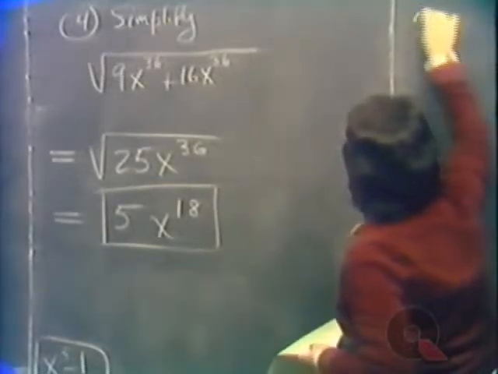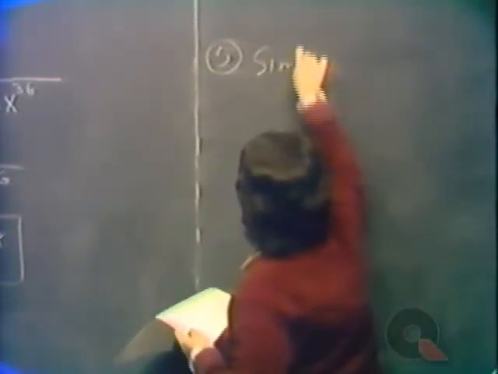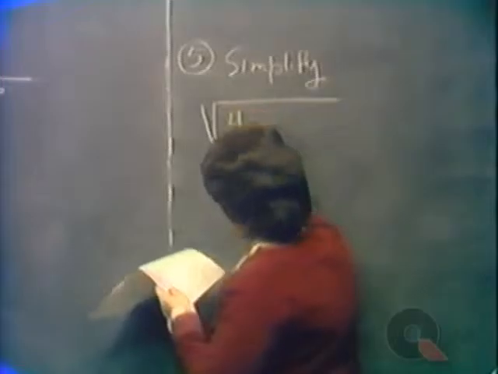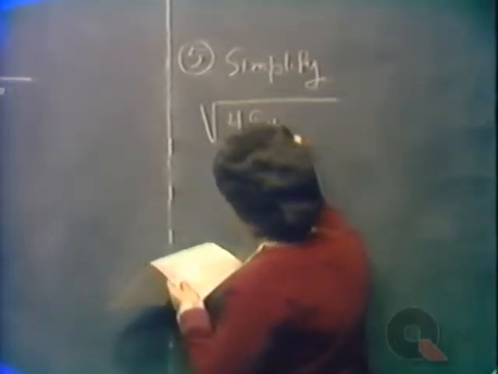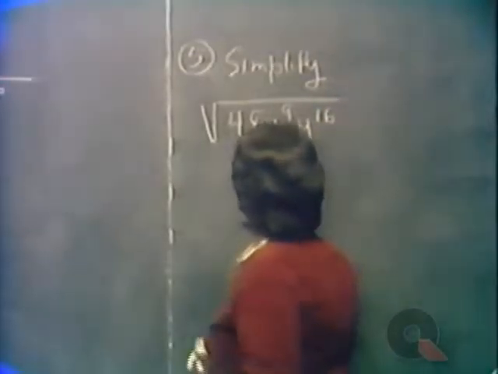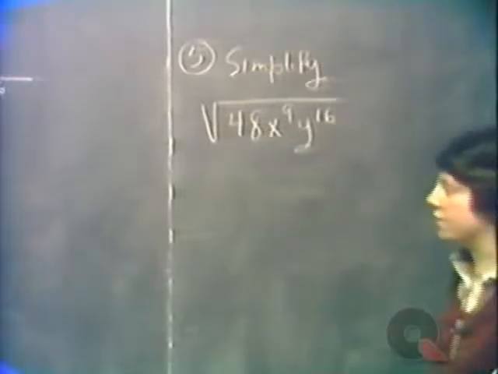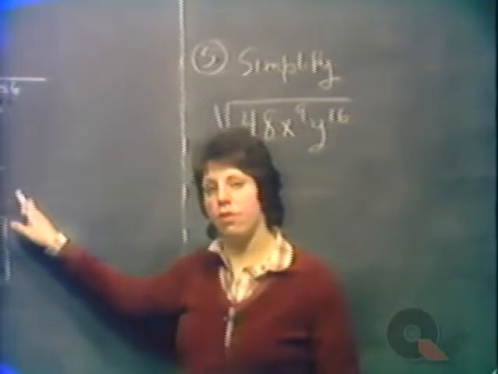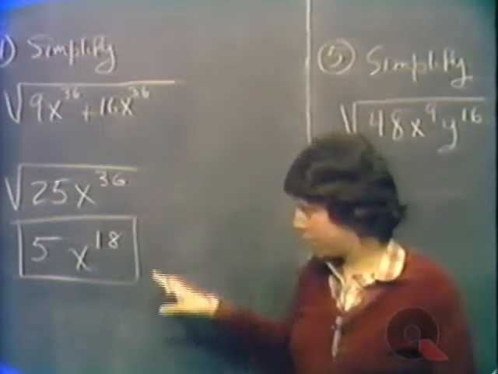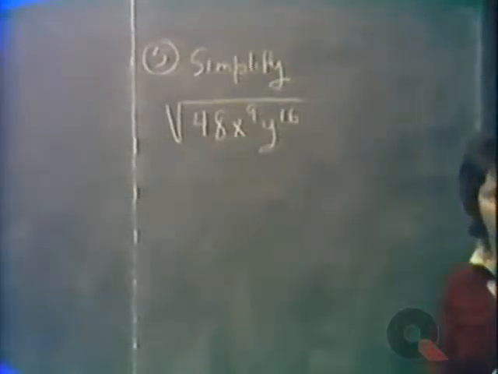Okay, in our next example, we would like to simplify the square root of 48x to the 9th, y to the 16th. Now this is not a perfect square. It's not like the square root of 25x to the 36, which we could simply eliminate the radical from altogether. That was a perfect square.